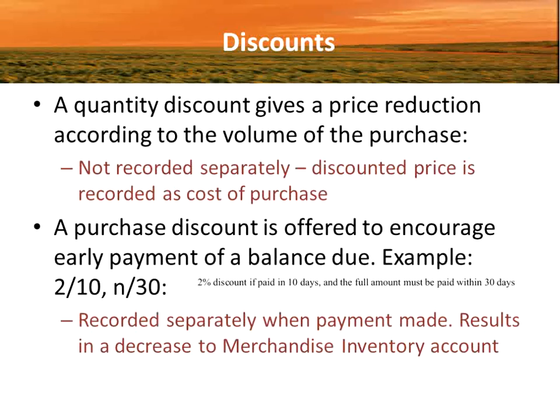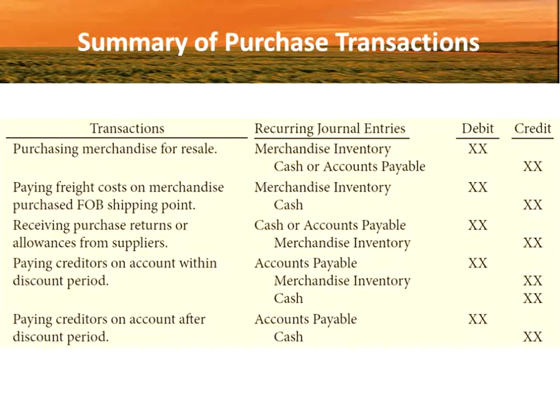And so when we receive this kind of discount, we're going to decrease that merchandise inventory account by the amount of the discount that we receive, and that's recorded when the payment is actually made. Because when we purchase it, we don't know whether we're going to be able to take advantage of this discount or not, and so we record it at full price, and down the road, if we do get to take advantage of the discount, we'll reduce the cost in our inventory account once we pay our accounts payable.